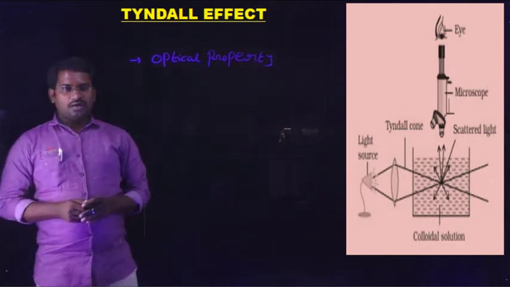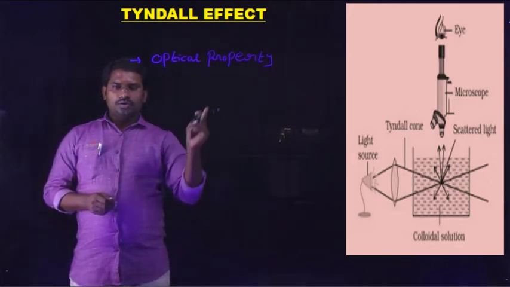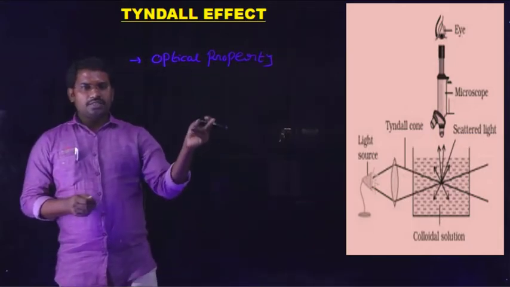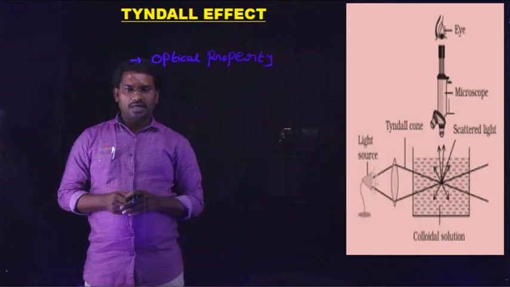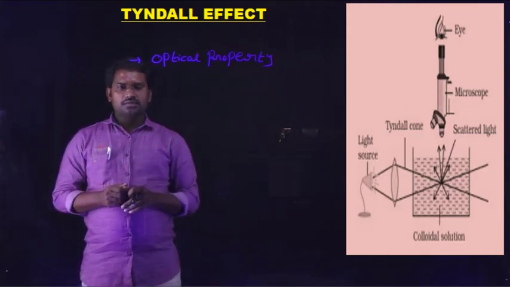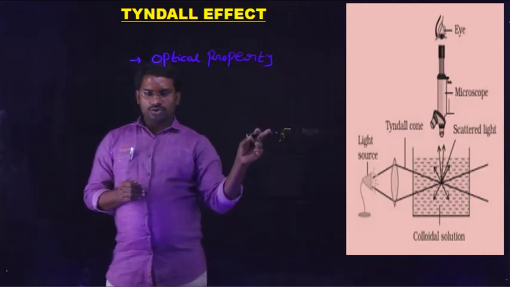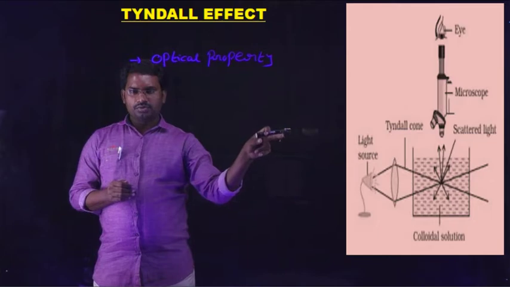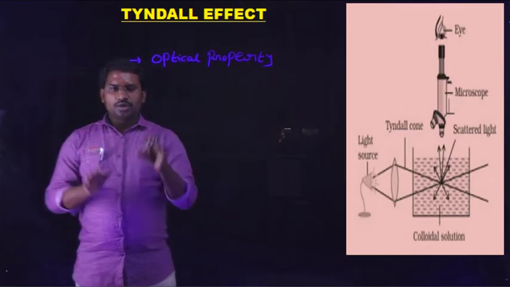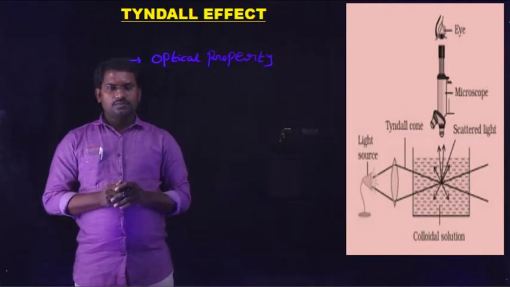Tyndall effect is an optical property of colloidal solution. Once you look at the image, it explains the phenomenon of the Tyndall effect. The definition of the Tyndall effect is like this: when a beam of light is passing through the colloidal solution, as shown in the image, you have to clearly identify the concept of the Tyndall effect. You must look at the image.